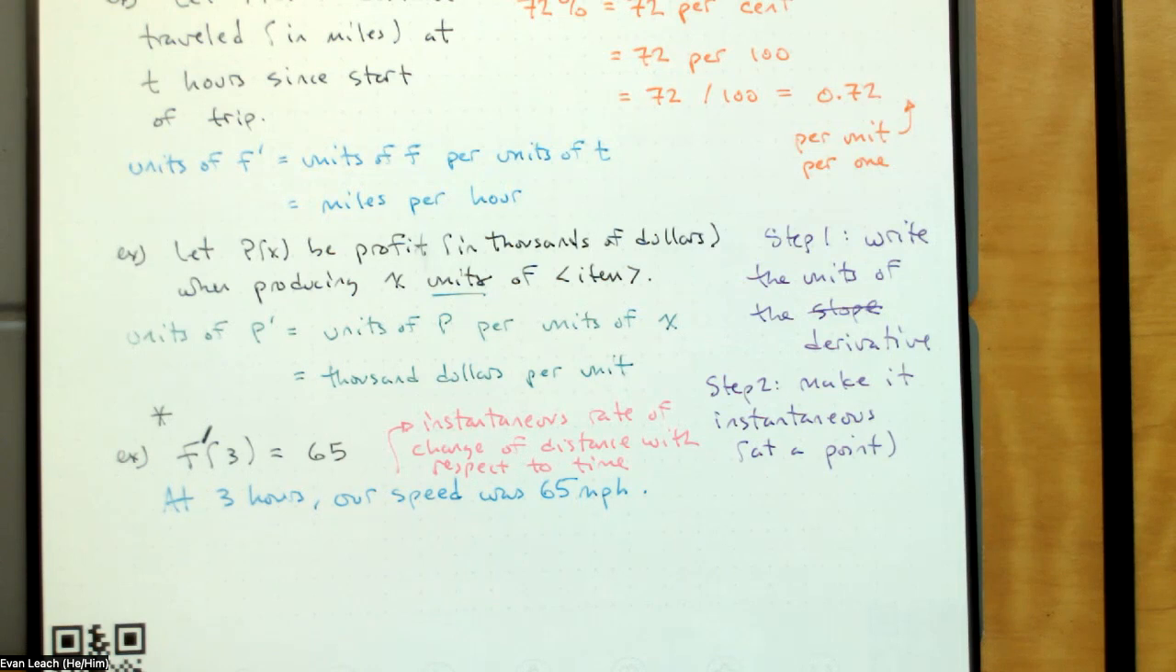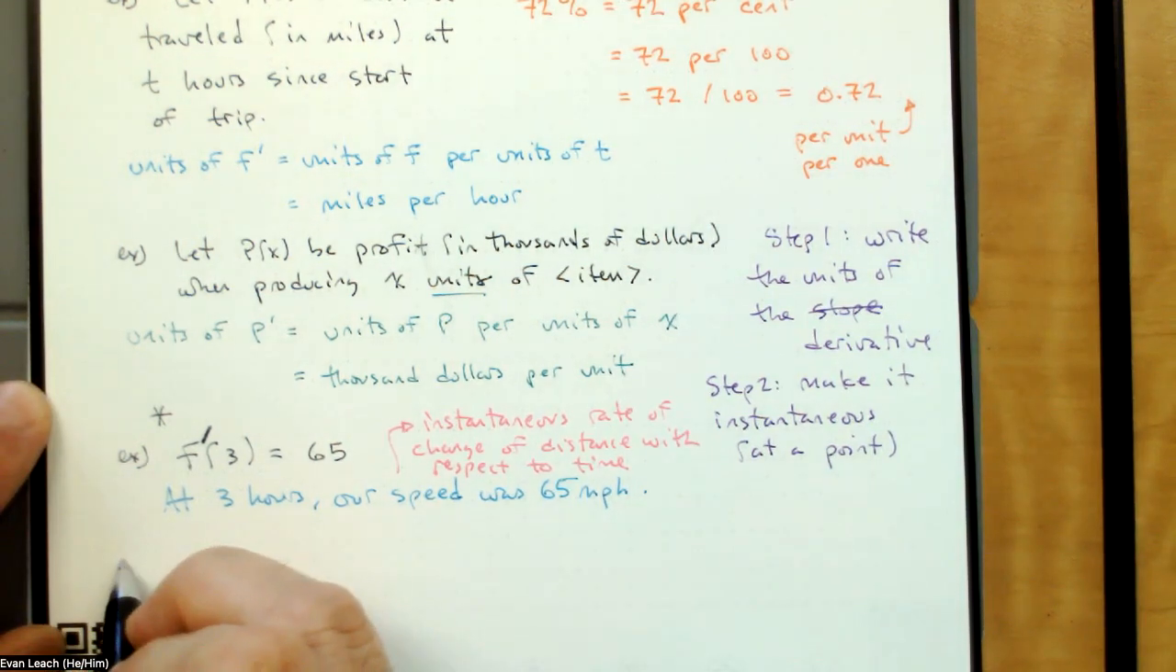What are we talking about? Oh, yeah. So step one, we just write down what the units are, units of function per units of variable. Then we just interpret that instantaneously. What's going on at that moment? Because that's what the derivative tells us. For this second one, we have profits increasing or decreasing depending on how many items we are producing.